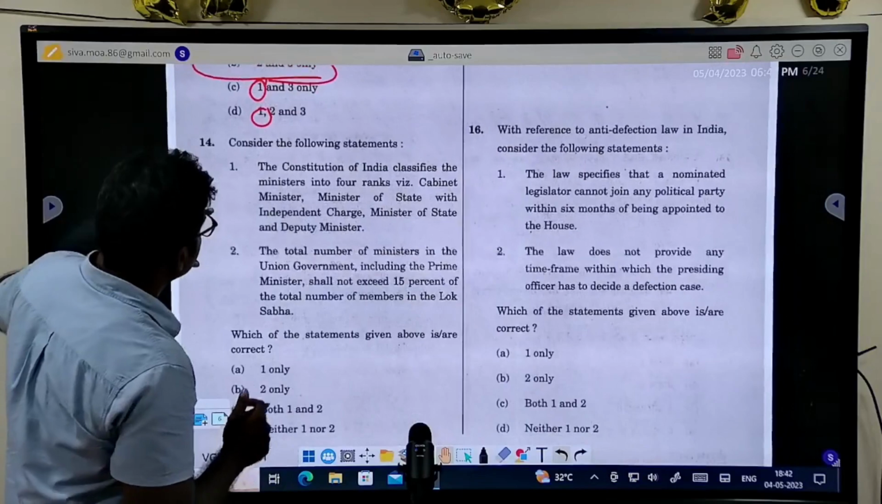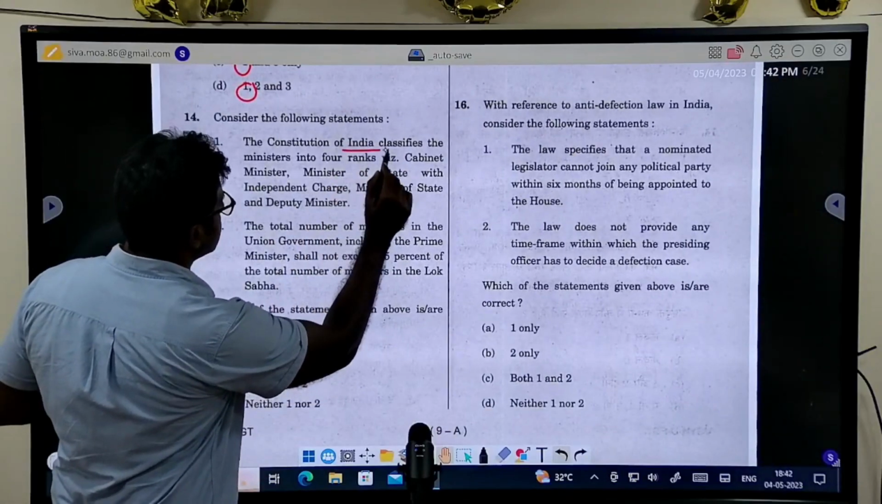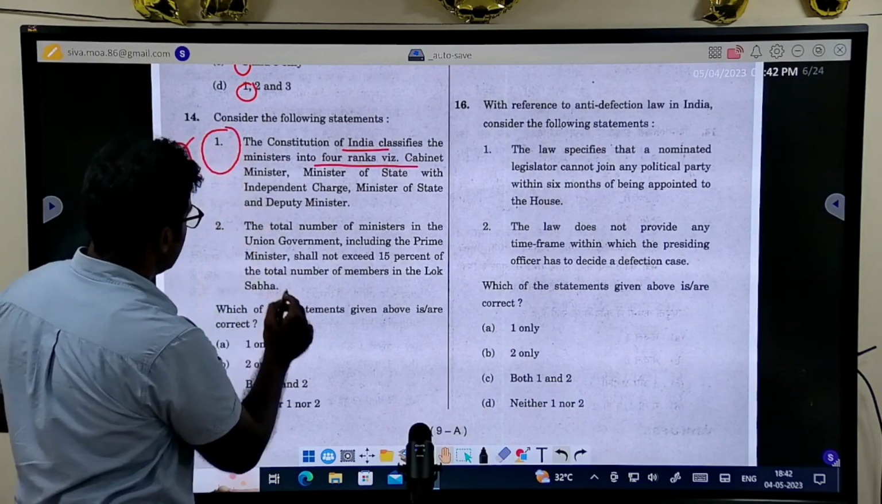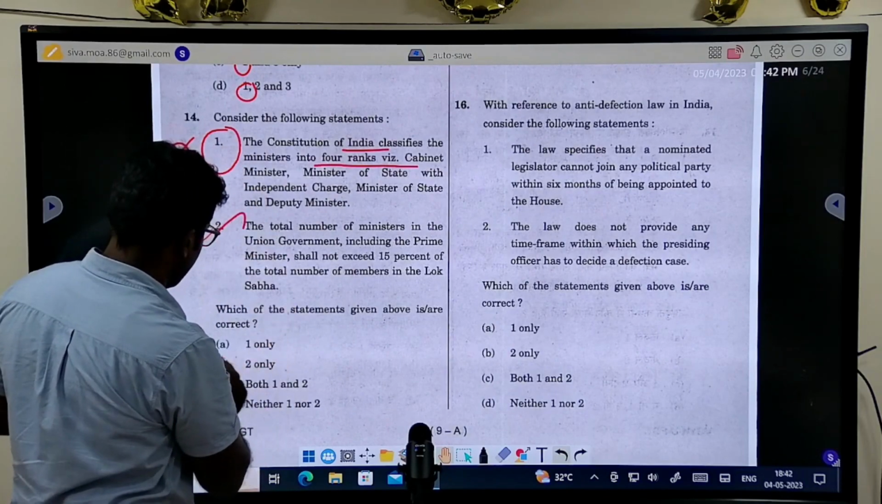Next, the Constitution of India classifies. No, it is not classifying anywhere. This is wrong. This is true. Answer, sorry.